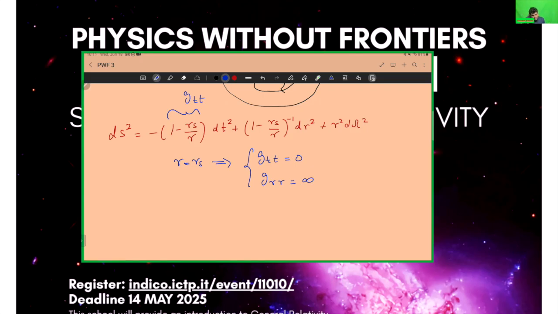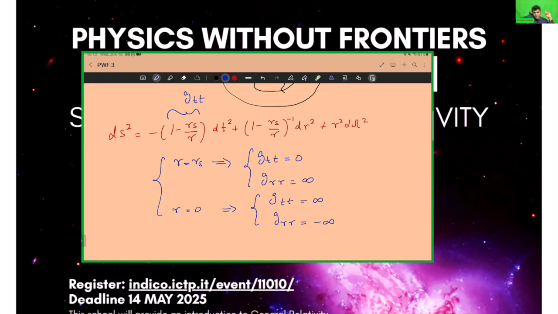But there's another point, which is r equals 0. At r equals 0, the time component goes to infinity because here you have rs over r, which is 1 over 0, which is infinity, but you have these two negative signs now, so it goes to infinity. And the rr component goes to minus infinity because this thing becomes 1 over 1 minus infinity, which is minus 0 in the denominator. So that's bad as well. These two points are problematic in Schwarzschild geometry.